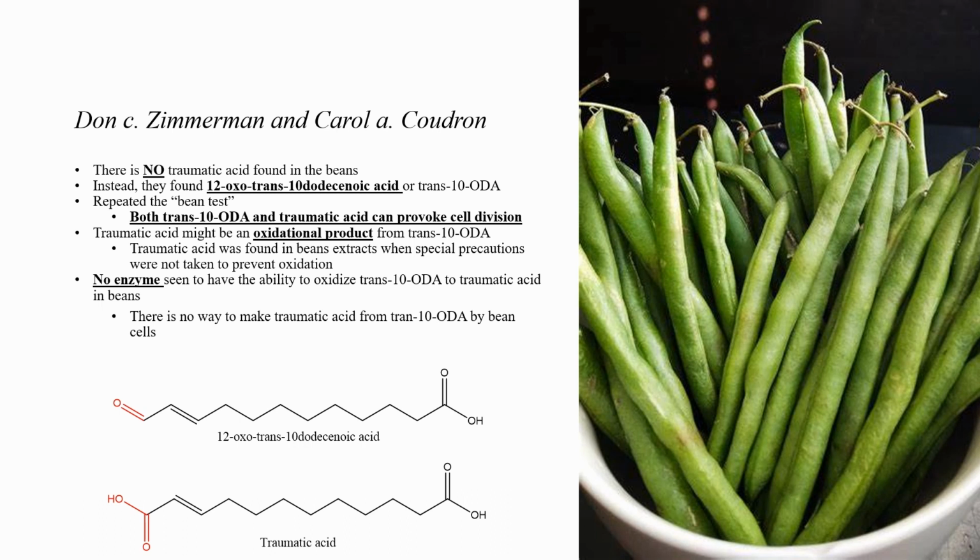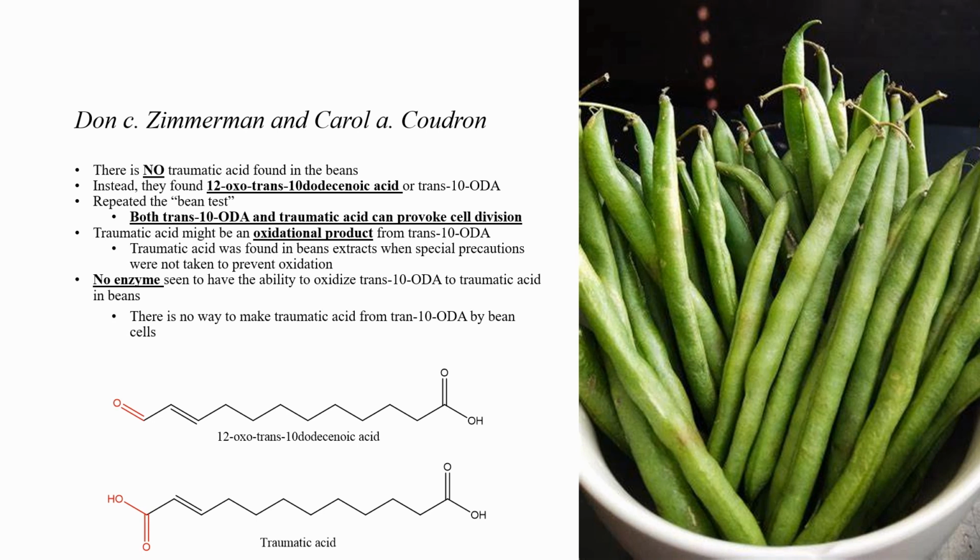About 40 years after, Zimmerman and his colleagues showed a different result. They did not find any traumatic acid in the beans. Instead, they found a product called trans-10-ODA. They repeated the bean test and showed both trans-10-ODA and traumatic acid can provoke cell divisions.